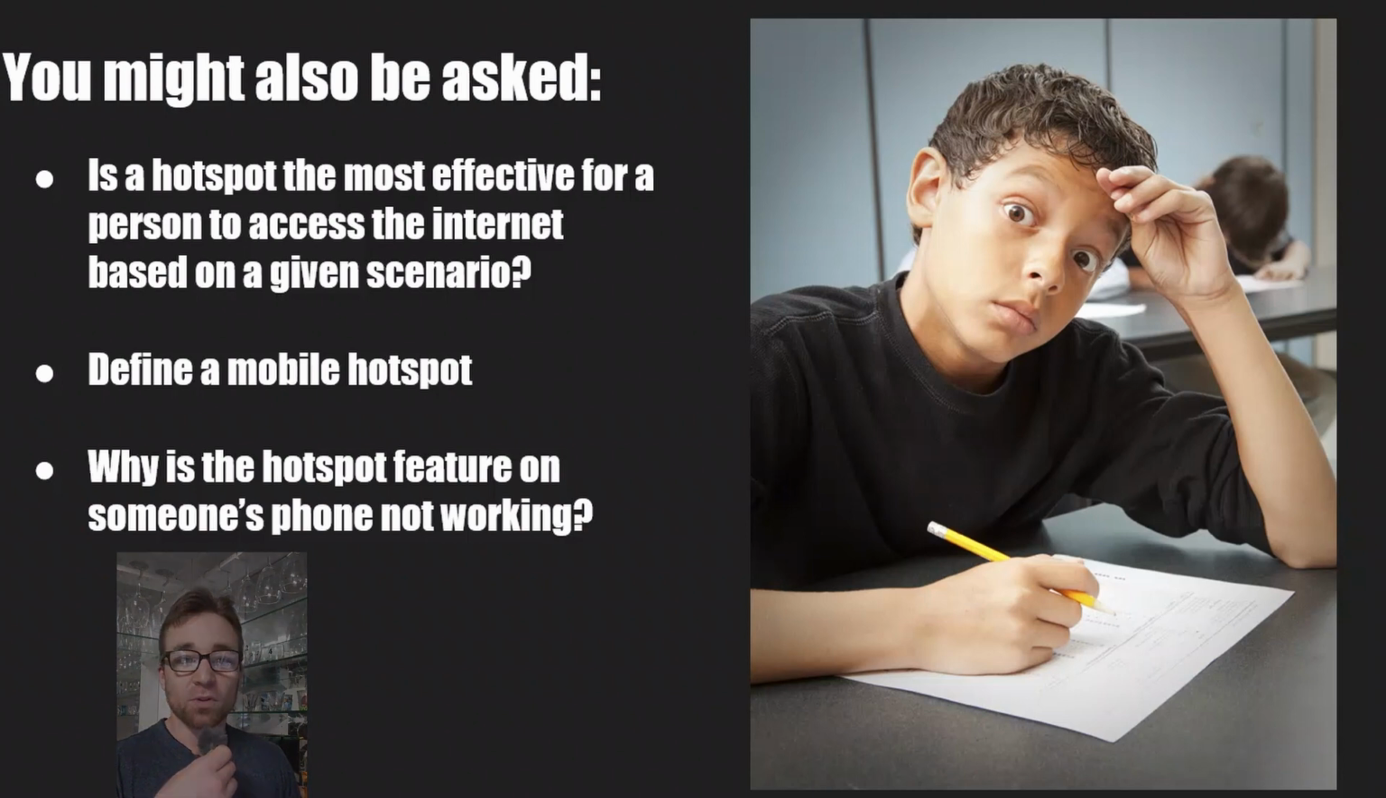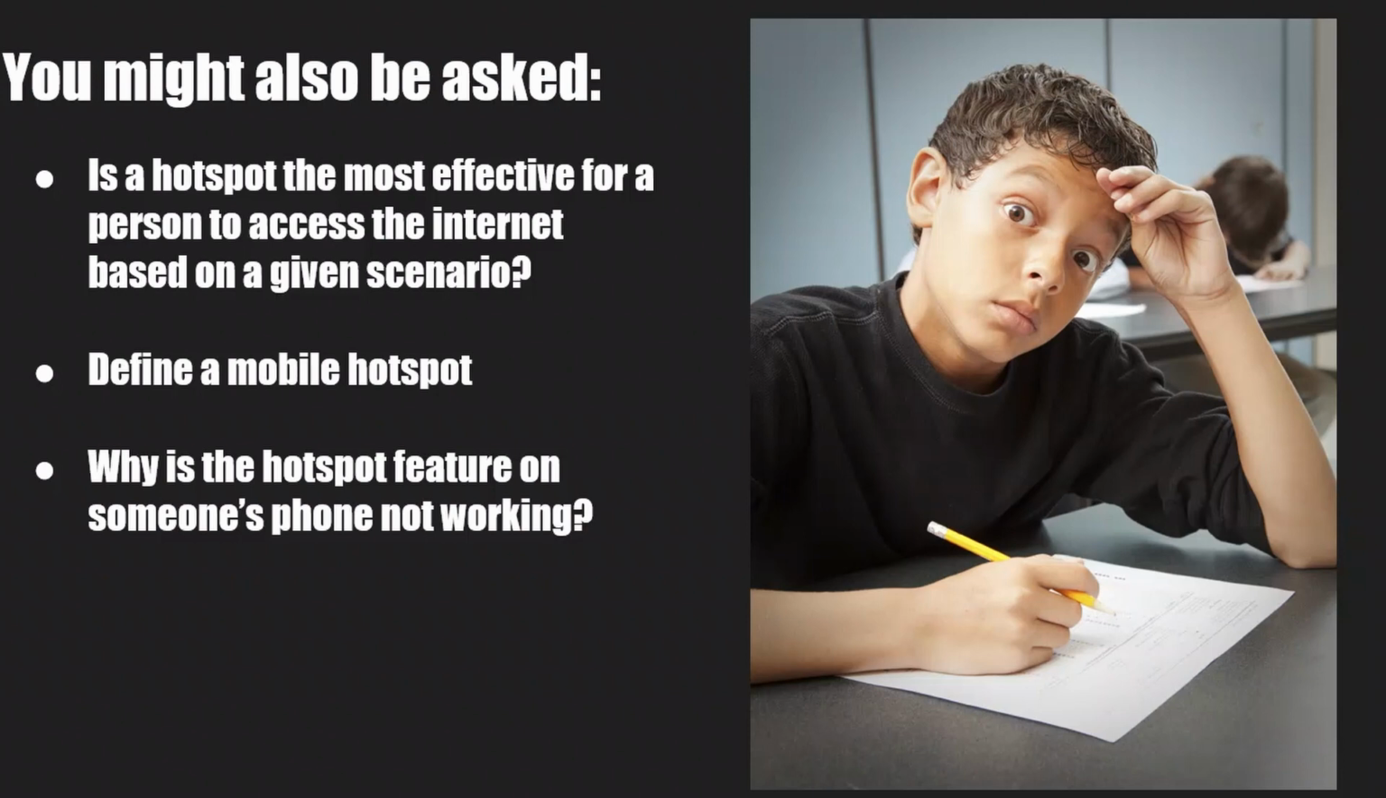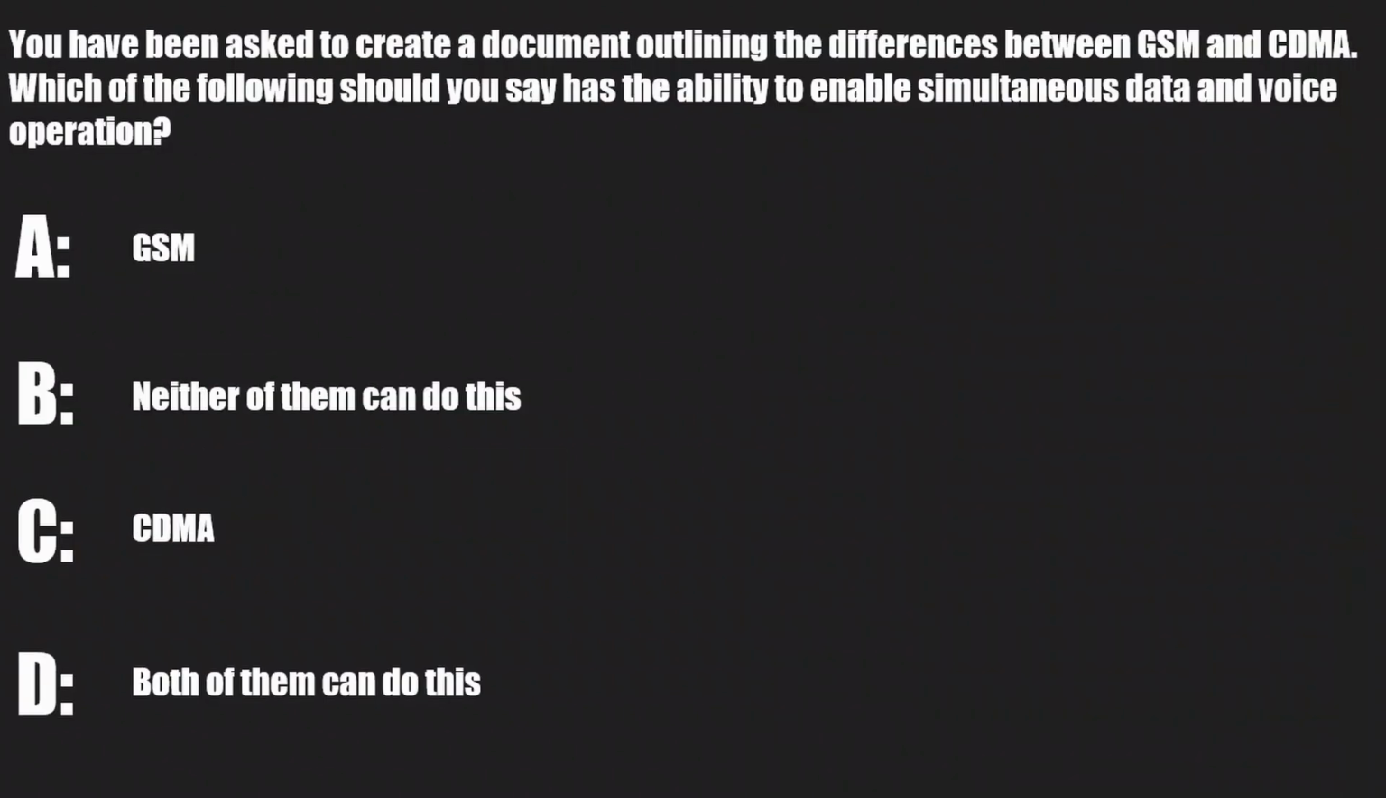Let's go ahead, guys, and move on to the next question. Let's do it. You have been asked to create a document outlining the differences between GSM and CDMA. Which of the following should you say has the ability to enable simultaneous data and voice operation? A, GSM. B, neither of them can do this. C, CDMA. D, both of them can do this.